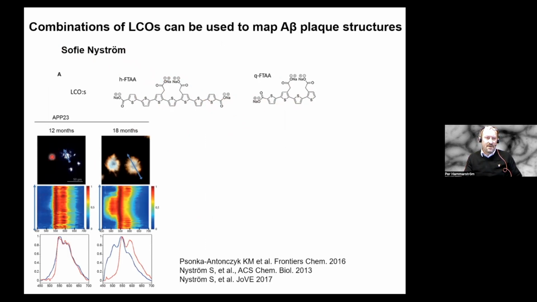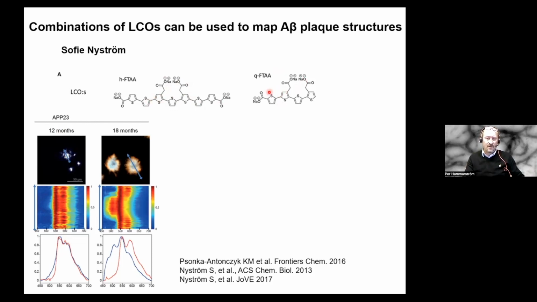The example here is that we have a fairly young, or middle-aged, mouse at 12 months of age, staining an amyloid plaque, and looking at the spectra here, you see a heat map. This will be the spectra. You only see essentially fluorescence from the HFTAA molecule all over the plaque. It's a cross-section here. There are some variations that could be used for interpretation of just one molecule binding.